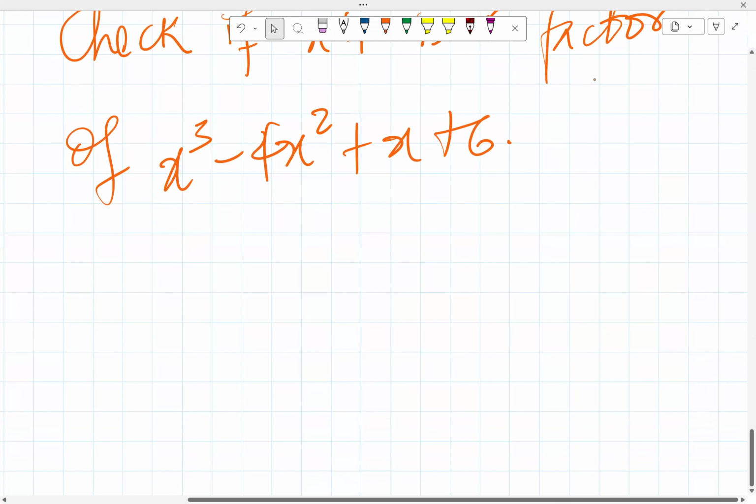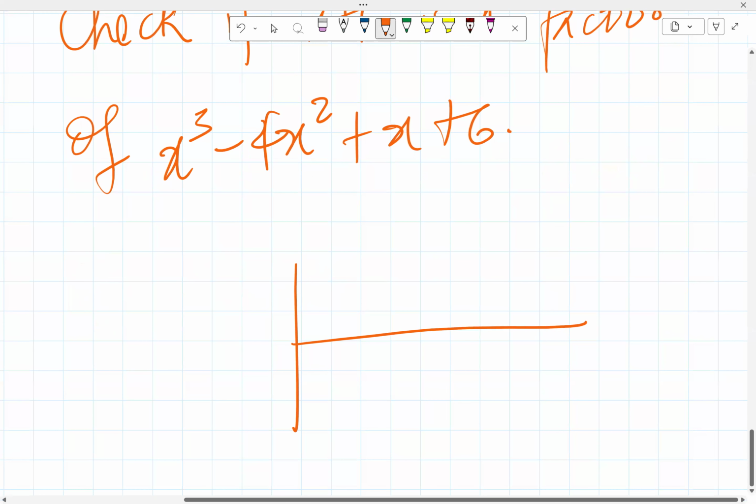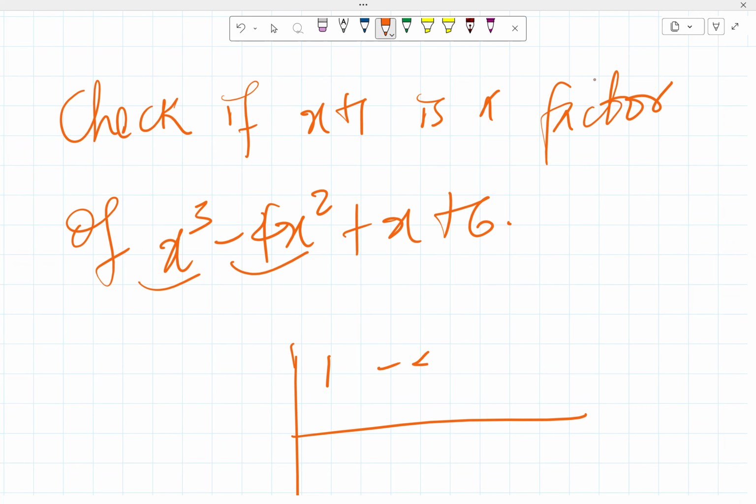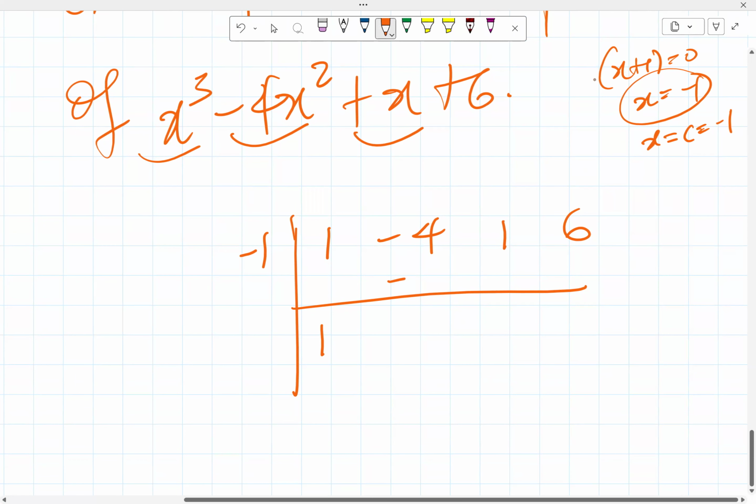So the coefficients, we can set that out easily. The coefficients of the polynomial are: for this, the coefficient is 1. For this, the coefficient is minus 4. For this, it's 1 again. For this, it's 6. And then if you're checking for this, you know that x plus 1 equals 0. That means x is equal to minus 1. So x is equal to c, which is minus 1. So we can put minus 1 here. So here you drop 1. So minus 1 times 1, that's minus 1.